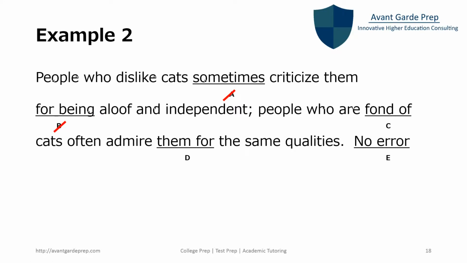With C, we're looking at fond of, and the preposition of is used correctly to go with fond, so that's not our problem. And then we're looking at them for, the plural pronoun them, we need to look at what it's modifying, and it's modifying cats, which is plural, so that's not the problem. Then we have the preposition for, and that is correct to use with admire. So D is not our problem. So actually we're left with no error, and don't be surprised when that happens, because like we said, at least 3 to 4 questions are going to be perfect without any changes needed.